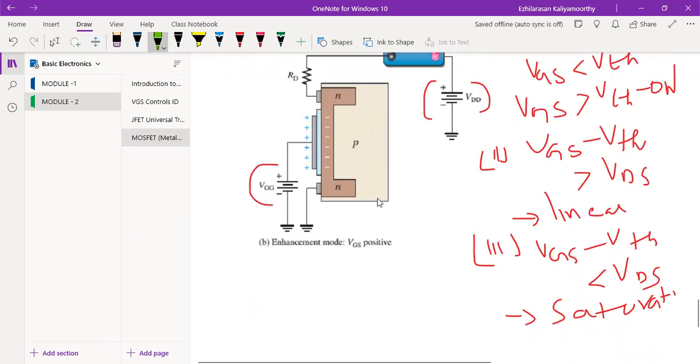You can see the diagram now. No problem in this, right? So this will be your N channel, and this is the P substrate.